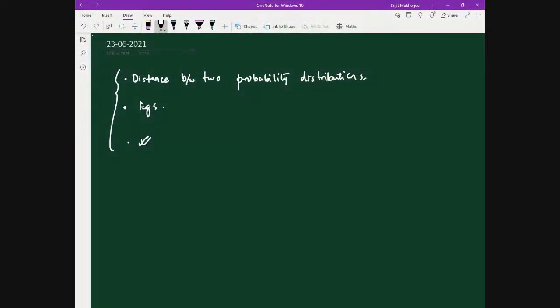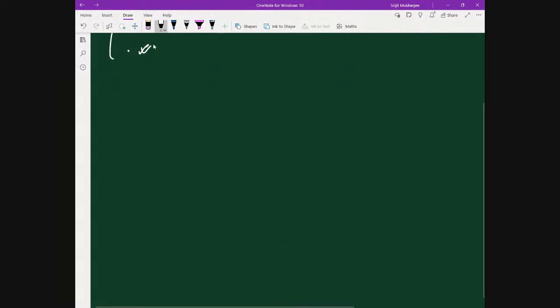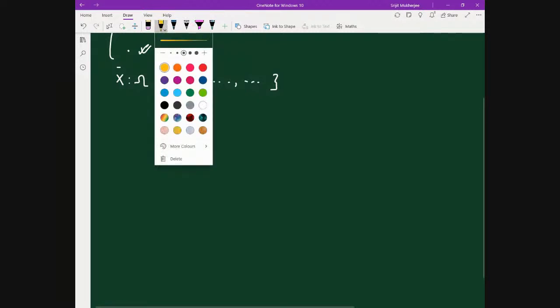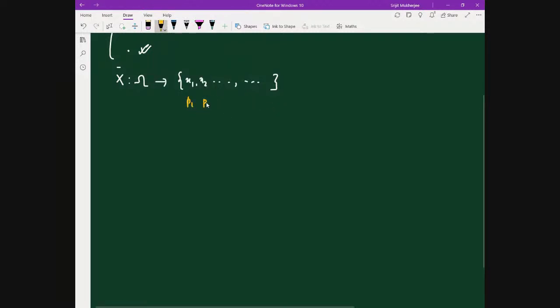So let's first revise. I'm just revising every day because it's a really important concept. Let's revise discrete distributions, discrete random variables. So it's a function from the discrete sample space to x1, x2, and so on, countably many numbers, with corresponding probabilities p1, p2, and so on to infinity, such that the summation of pi, i from 1 to infinity, is equal to 1.